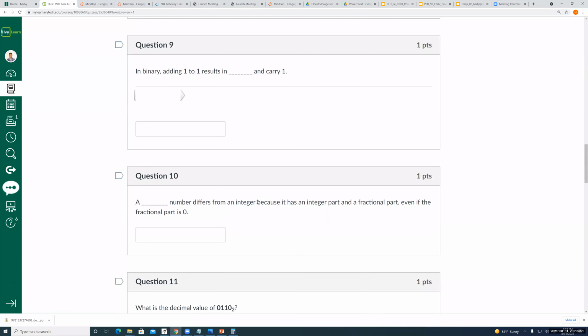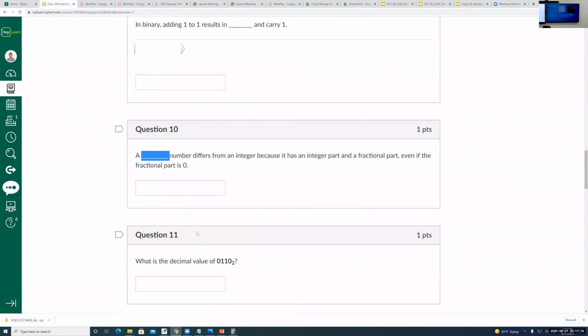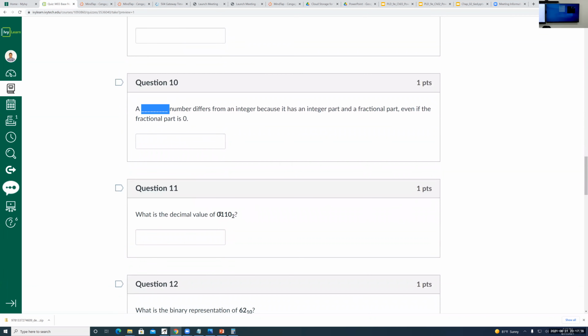Alright, numbers differ from integers because... What do you think? What is it? Floating point. Right? For a floating point number, you have both the integer part and the fractional part. Now this one is very simple, right? You know that this one is a 4 and this one is a 2. Add them up together, you have 6.